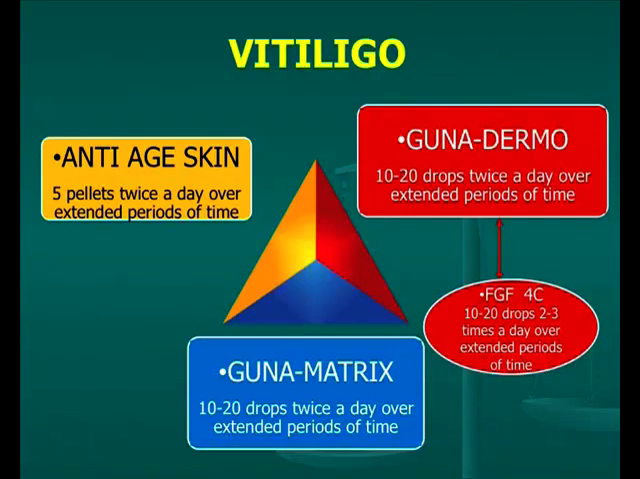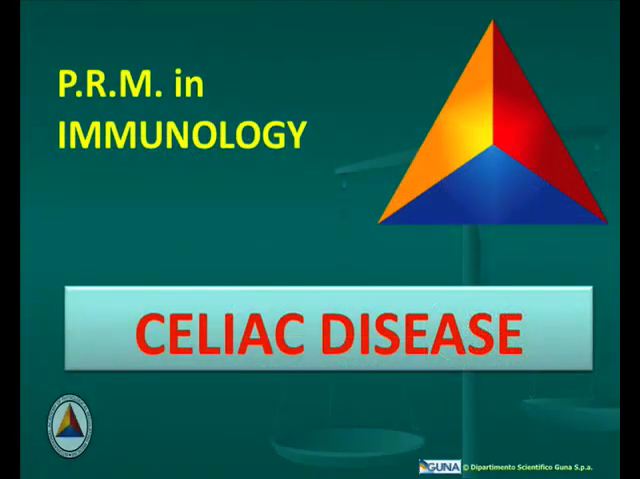As a dosage, therefore, we will use 20 drops, naturally 10 if it is a child, of Guna Matrix and Gunadermo together, morning and evening for a very prolonged period of time. We can also use FGF4C in conjunction with these drops and also usefully with 5 granules of anti-age skin twice a day with some extremely interesting results, because we will be working in a very clear manner as we supplement a substance that is typically deficient in this pathology.